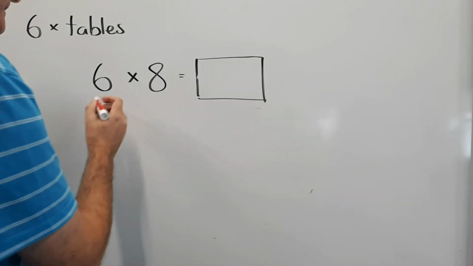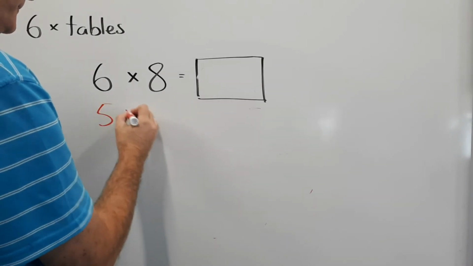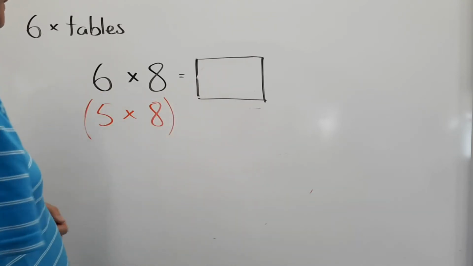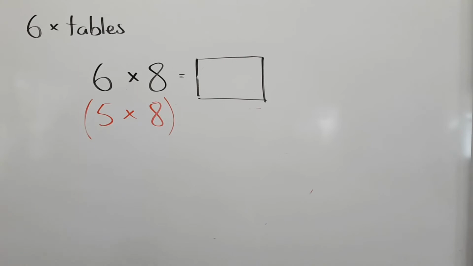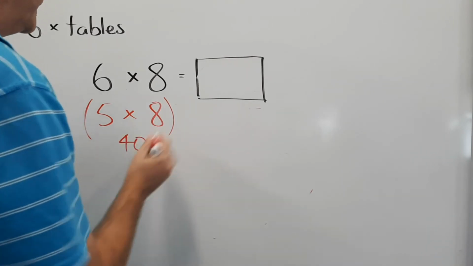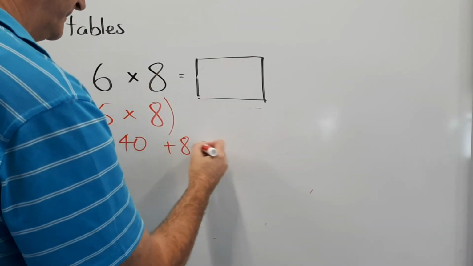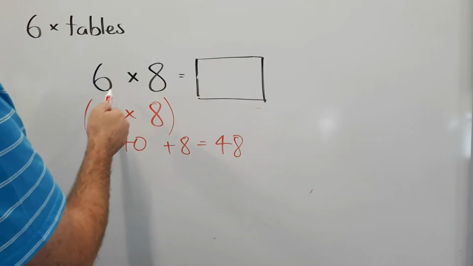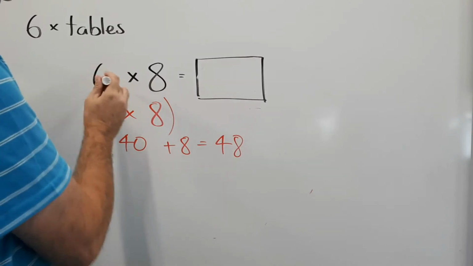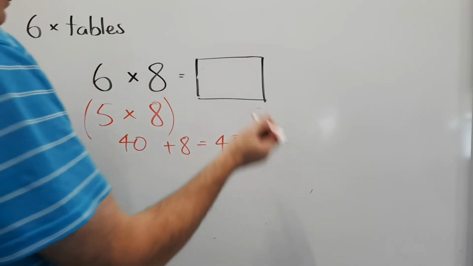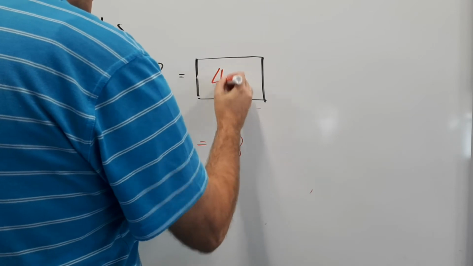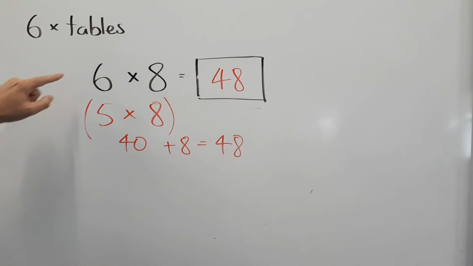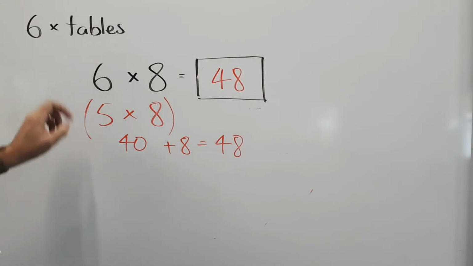We know that 5 times 8 is 40. We know 5 times table. Then we just add another 8 on, because that's the one that was missing when we split the 6 into 5 and 1. 6 times 8, 48. We can confirm it, can't we? By splitting the 6 into 5 plus another 1.